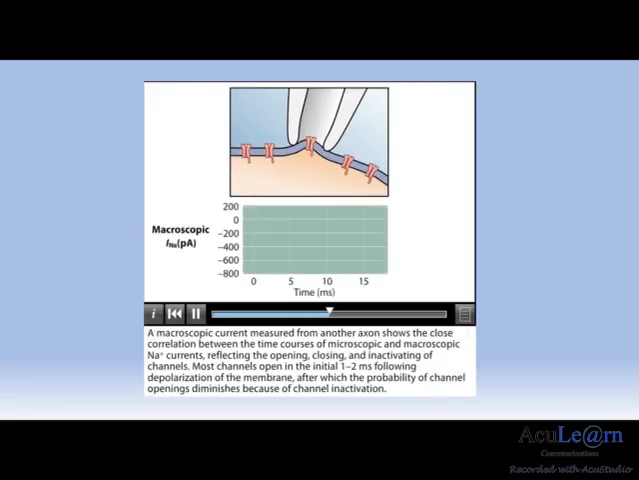A macroscopic current measured from another axon shows the close correlation between the time courses of microscopic and macroscopic sodium currents, reflecting the opening, closing, and inactivating of channels. Most channels open in the initial 1 to 2 milliseconds following depolarization of the membrane, after which the probability of channel openings diminishes because of channel inactivation.